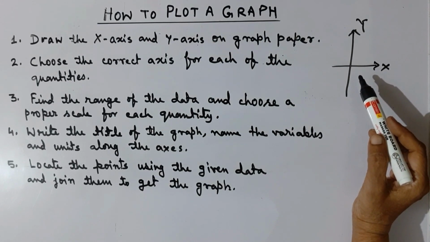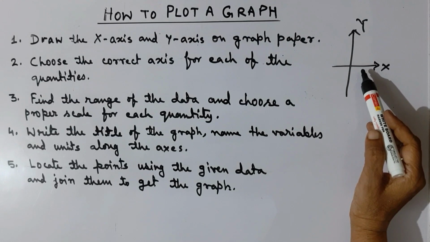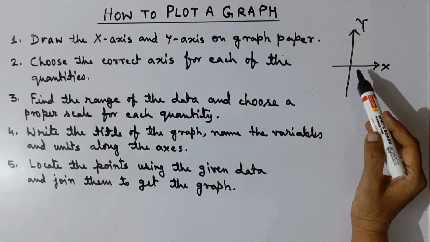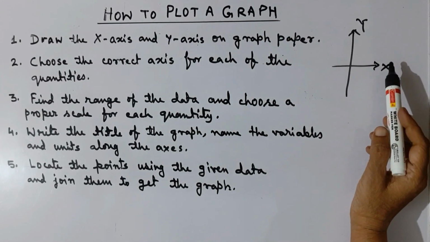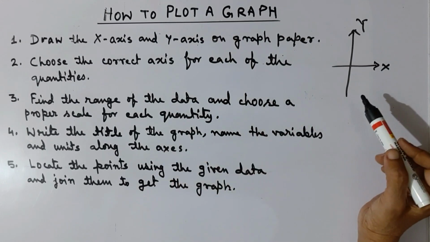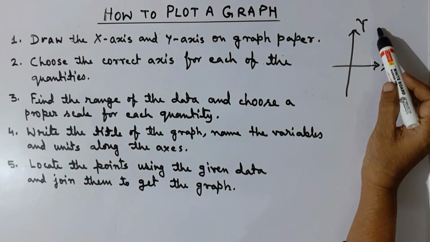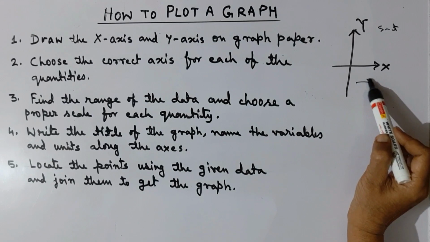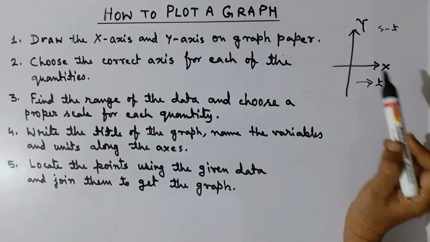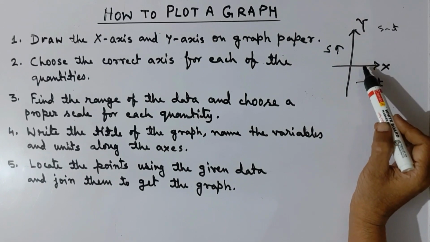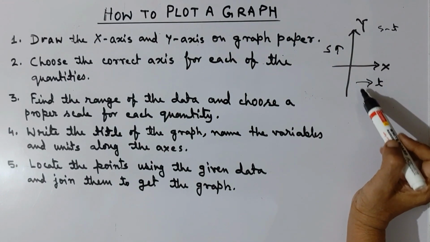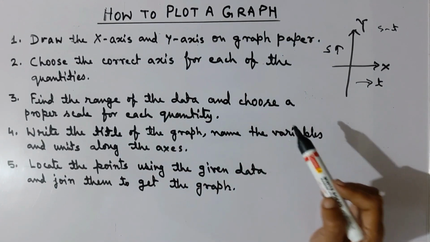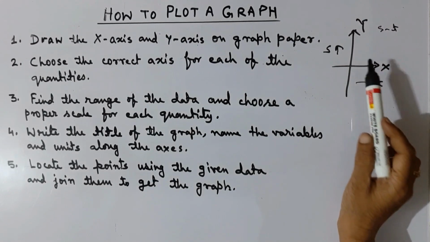Then we choose a proper scale, that is how many small divisions will represent a unit of the quantity, so that whole of the data fits on the graph paper. Next we write the title of the graph. Say for example distance time graph, we will write here ST graph, and we shall also write the name of the physical quantity, say T here and S this side, and also the units. Say 10 small divisions represent 1 second or like that. So write the title of the graph, name the variables and units along the axis.